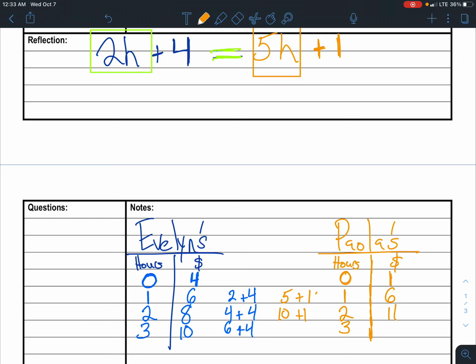And same thing for 3. So 5 times 3 is 15. So $5 per hour for 3 hours, plus the $1 helmet fee gives me 16. Okay, so that's getting a little bit further.